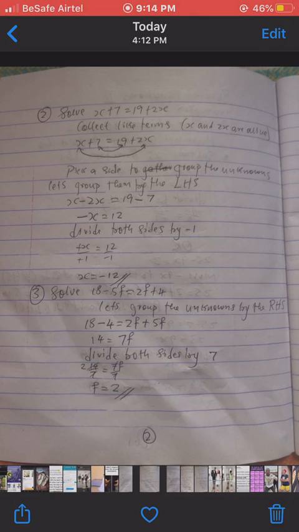Now let's check another example. Here we have x plus 7 is equal to 19 plus 2x. Now we collect like terms. Okay, x and 2x are alike.